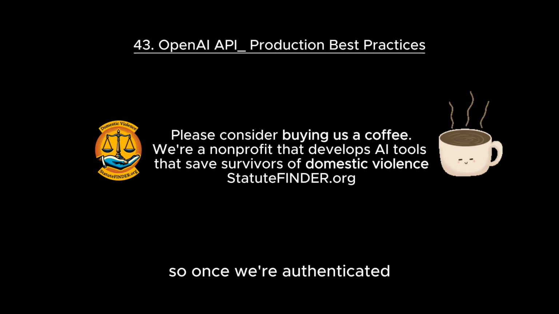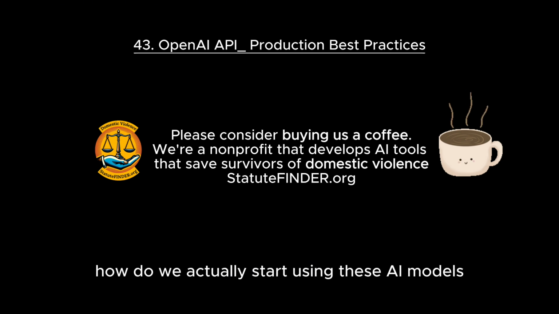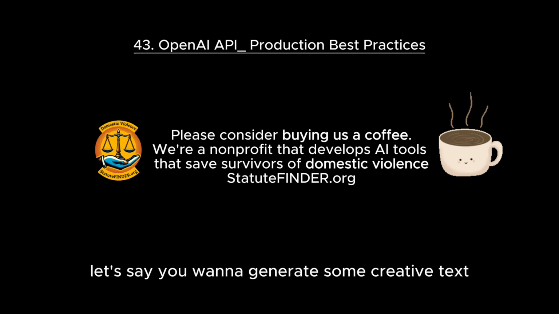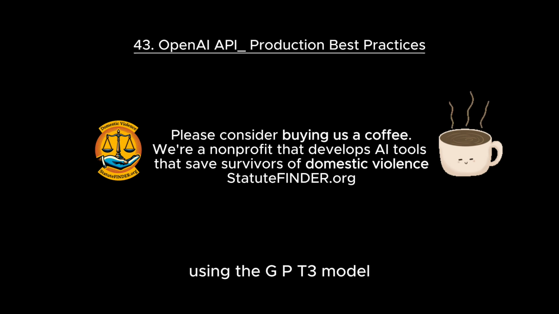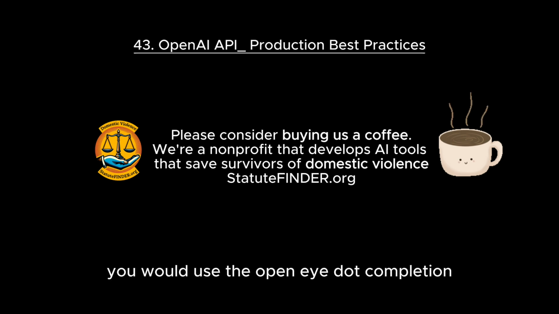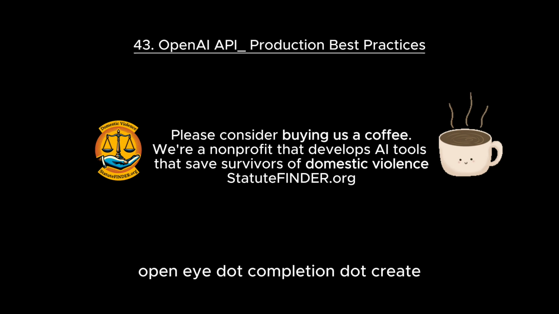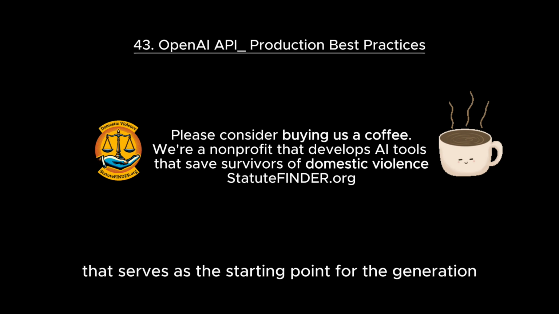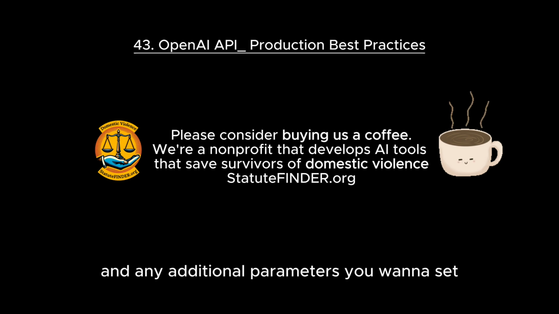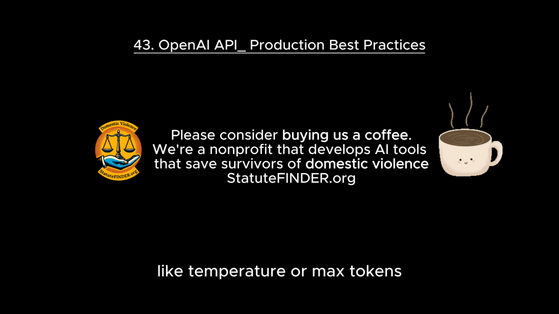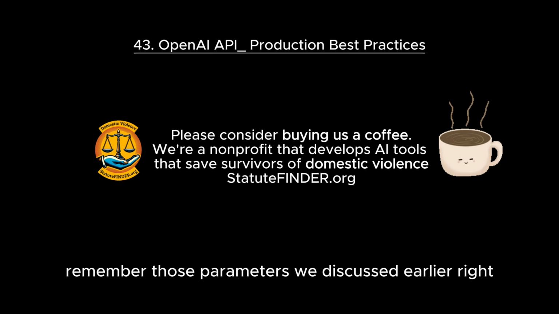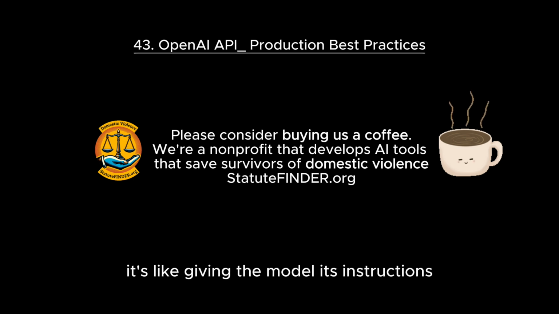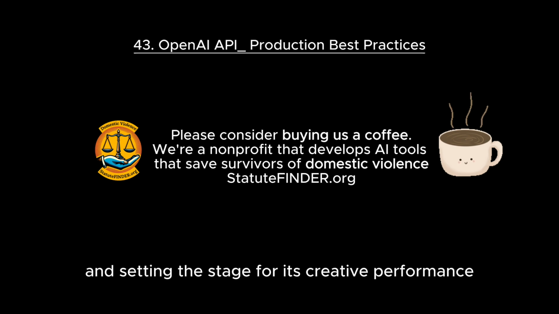So once we're authenticated, what's next? How do we actually start using these AI models? Let's say you want to generate some creative text using the GPT-3 model. You would use the OpenAI.completion.create function. Okay, OpenAI.completion.create. It sounds promising, but what goes inside those parentheses? What do I need to tell the model to get it to do what I want? This is where you provide the model you want to use, the text prompt that serves as the starting point for the generation, and any additional parameters you want to set, like temperature or max tokens. Remember those parameters we discussed earlier? Right, the parameters, it's like giving the model its instructions and setting the stage for its creative performance.